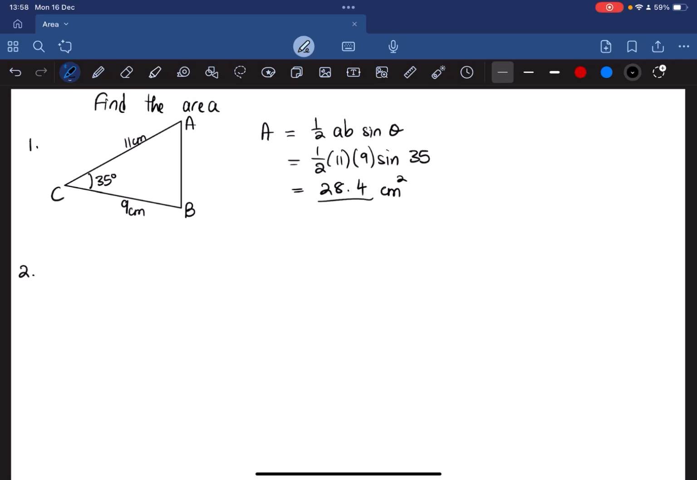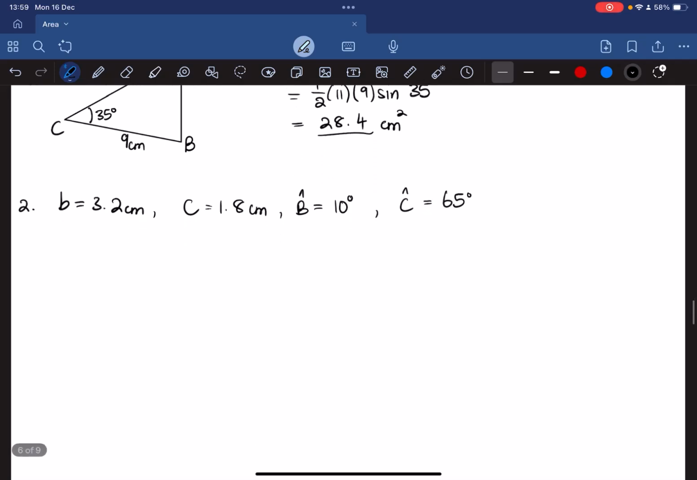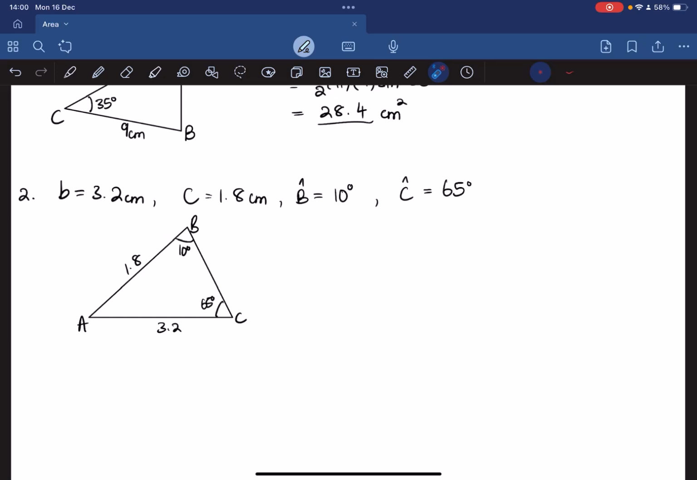Example number 2, we are given these parameters. B, that's a side of a triangle. C is also another side of the triangle. And then when you see this, it means that it is the angle. So the angle B is equal to 10 degrees and the angle C is equal to 65 degrees. I'm going to quickly sketch this triangle. This is the triangle that I just sketched with the given parameters. For us to find the area of this triangle, there is something that I hadn't mentioned before.